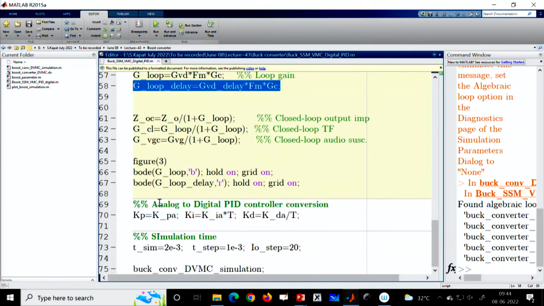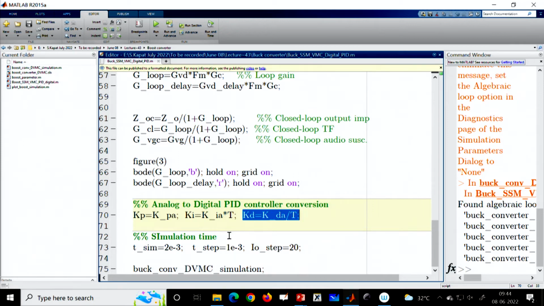And finally, we want to convert all these gains into a digital discrete time proportional controller, discrete time integral controller and the discrete time derivative controller. And here we are running the simulation for 2 milliseconds, we are applying a step transient at 1 millisecond, and we are applying a load step of 20 ampere.